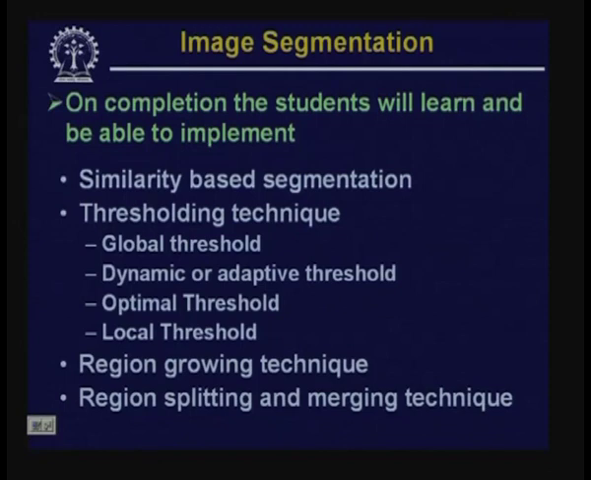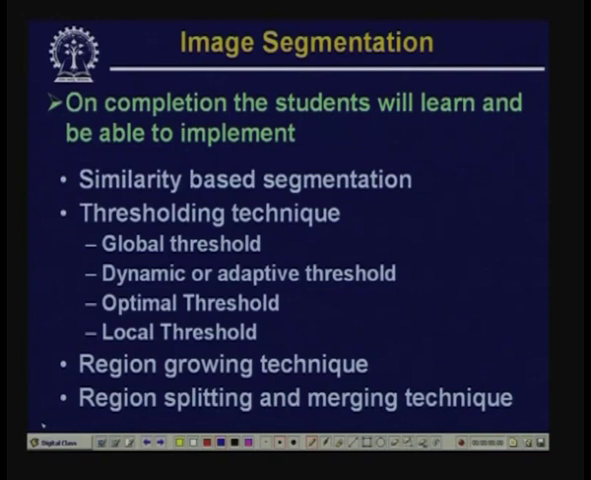Under the thresholding technique, we again have 4 different types of thresholding. One is called global threshold, the other type is called dynamic or adaptive thresholding. There is something called optimal thresholding, and there is also a thresholding operation called local thresholding. We will discuss these different region based segmentation operations, either thresholding, region growing, or region splitting and merging techniques, one after another. Now, let us first start our discussion with the thresholding technique.